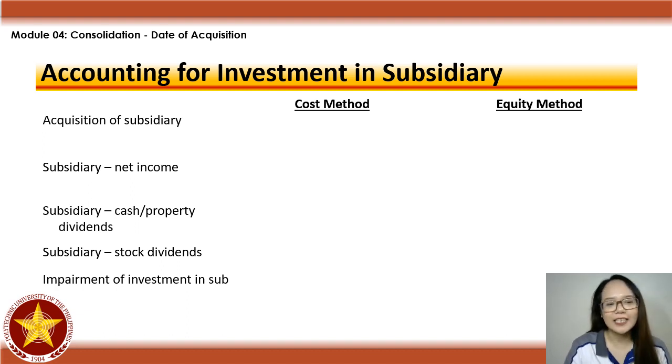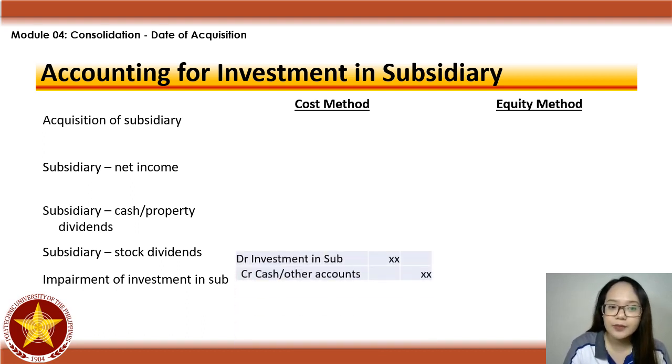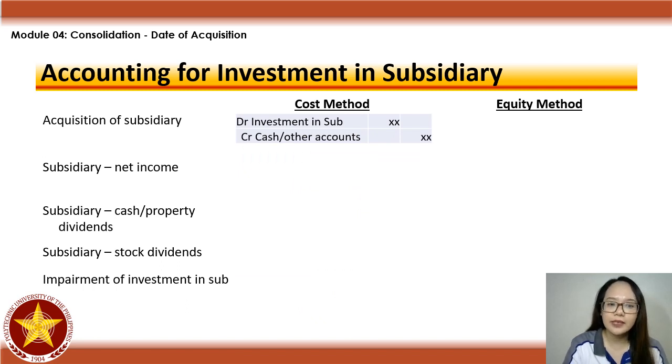Tingnan natin yung entries. For the cost method muna tayo. Pag nag-acquire ka ng subsidiary, ang entry mo will be debit investment in subsidiary, credit, consideration, whatever consideration you pay for it. Pag nagka-income siya, no entry. Okay, wala lang. Kasi whether income or loss, hindi mag-affect yung value niya. Kasi nga cost method ka. So, your investment in subsidiary account will always be recorded at cost.